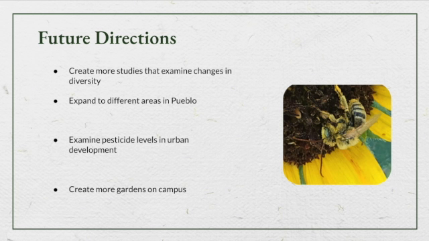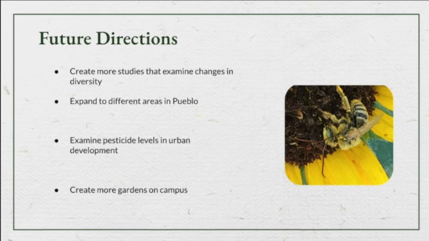Finally, in order to improve issues concerning species declines at a local scale, we should invest time and effort into creating more gardens to support all types of pollinator communities. I believe a great start here in Pueblo would be the inclusion of more gardens around our campus.